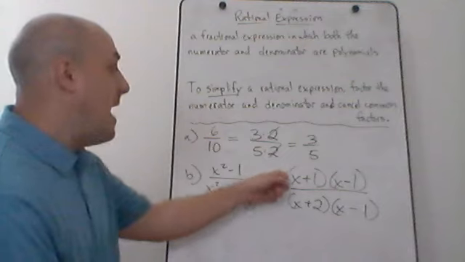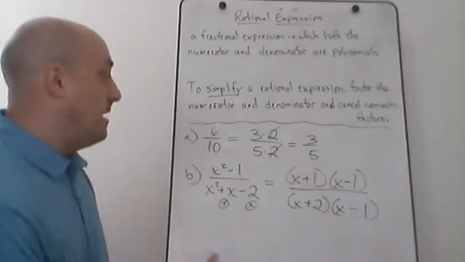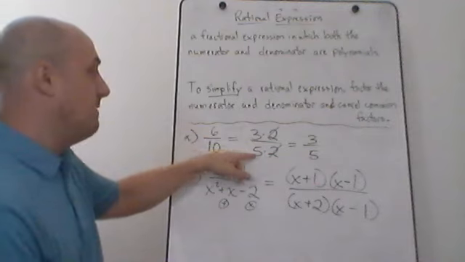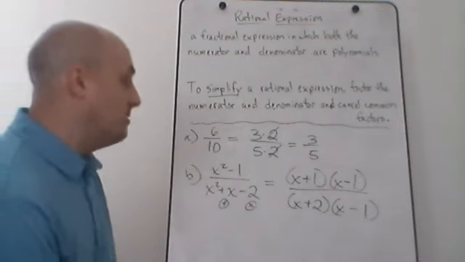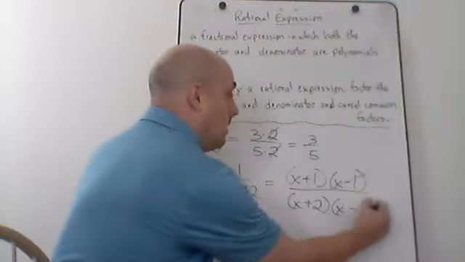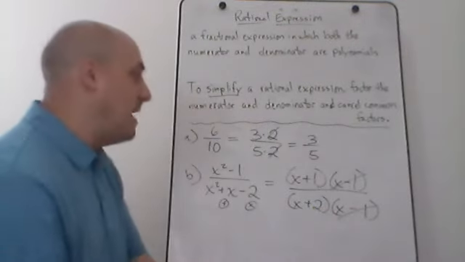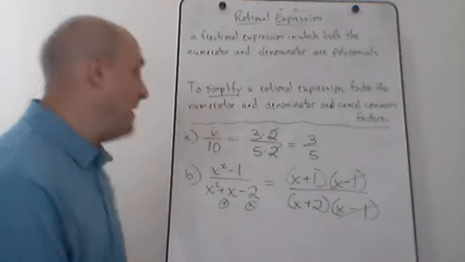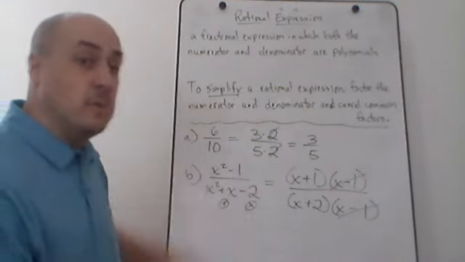All right, but once we do that, we then look at our factored form, just like we did up here with our 6 over 10, the 3 times 2 and the 5 times 2. I canceled out that common factor of 2. Here, well, I have a common factor of x minus 1. Right? Both my numerator and denominator contain a factor of x minus 1, so I can cancel out that common factor just like I canceled out those 2's up above.